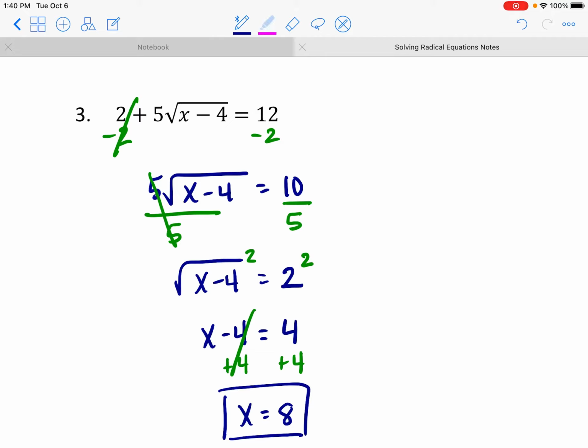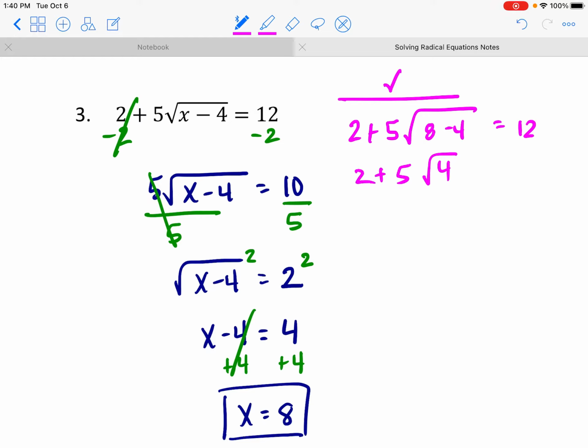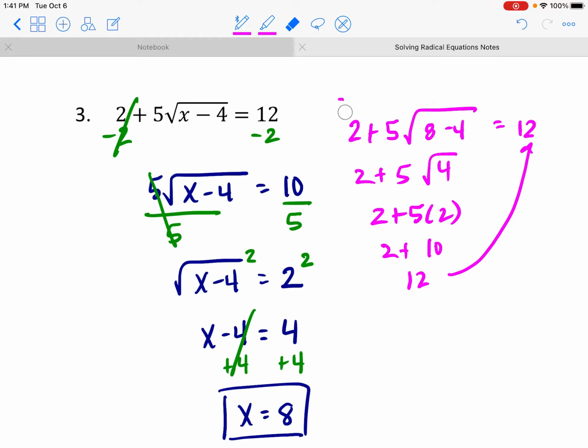Okay, and again we can check this. And you can feel free to do this in your head. I just want to show you what should be happening in your head. When you plug in the 8 minus 4 under the radical is going to give you 4, and the square root of 4 is going to give you 2. So 5 times 2 is 10, and then 10 plus the 2 gives you 12, which is in fact what we wanted to get. So that solution checks out.